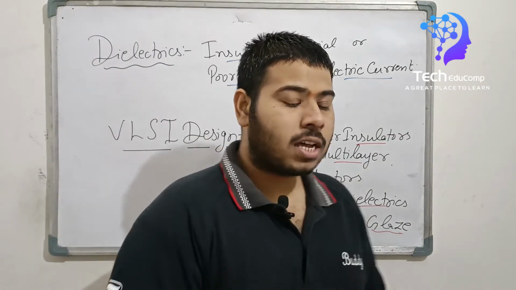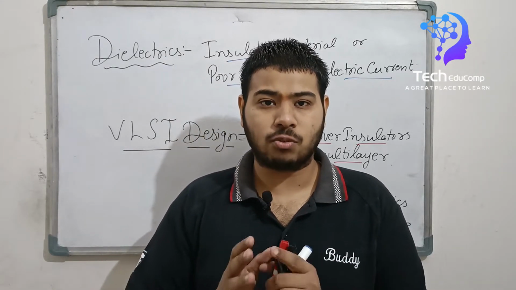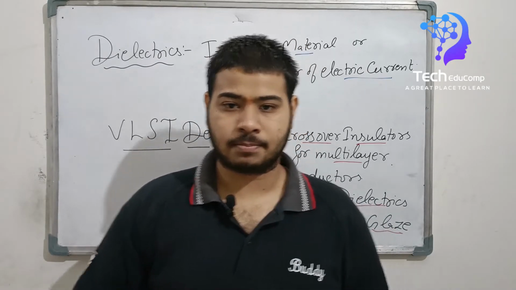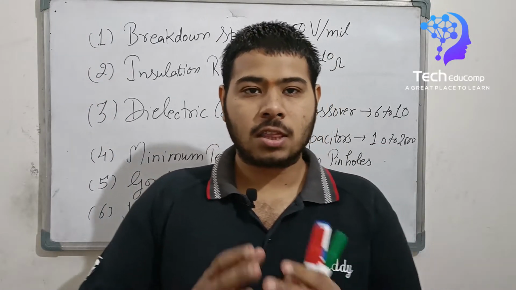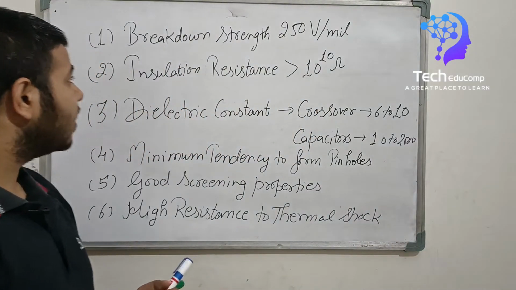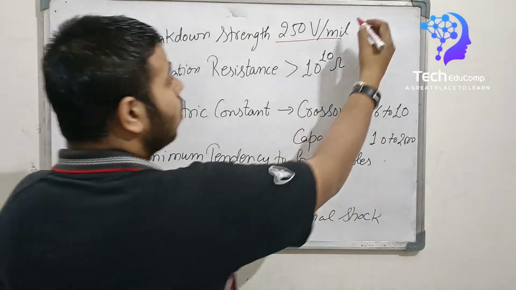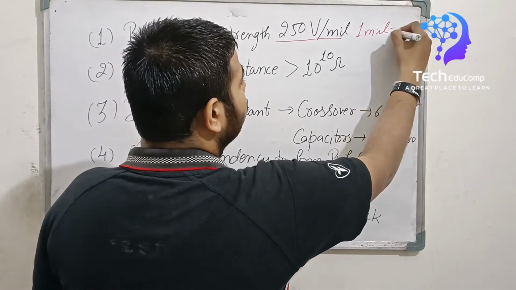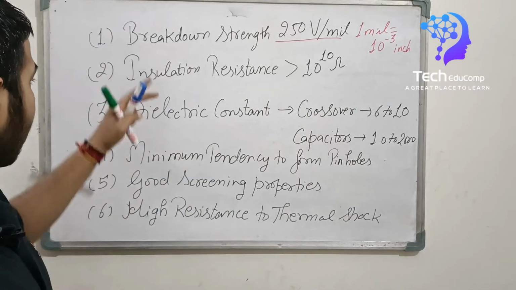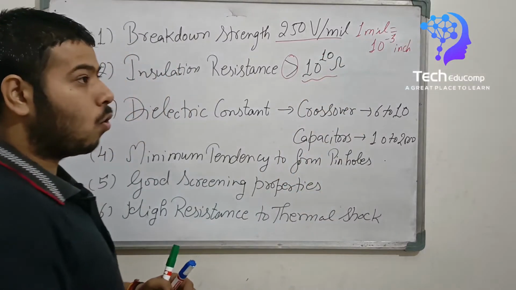Now let's talk about the various requirements that a dielectric has to fulfill to be the best dielectric used in the thick film technologies. Number one is its breakdown strength should be 250 volt per mil. 1 mil is equal to 10 to the power minus 3 inch. This is a measurement. Second one is its isolation resistance should be greater than 10 to the power 10 ohms.